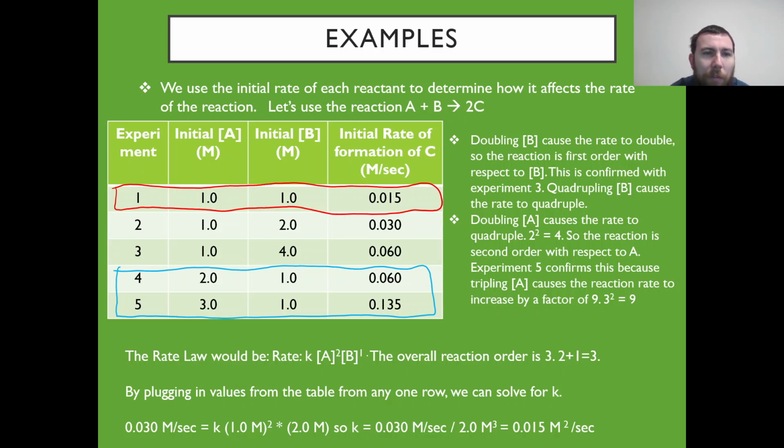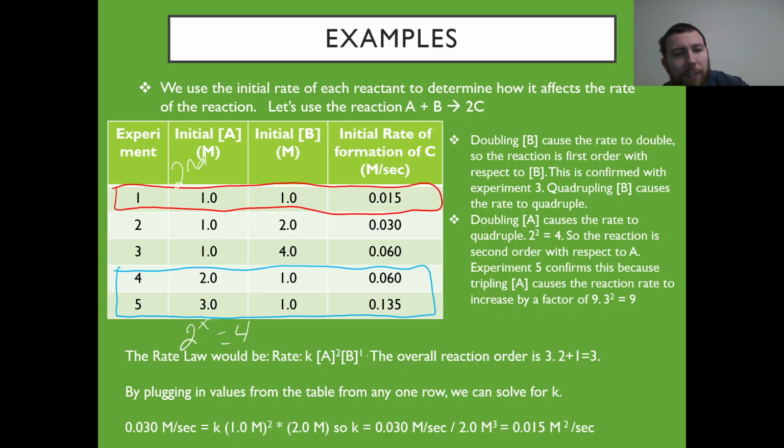If I take experiment 4 and experiment 1 and I compare them, we know that this needs to be to some exponent that we don't know. So it's going to be 2 over 1, so that's 2. So 2 to the x power is going to equal the rate of 4 divided by the rate of 1. So you've got 0.060 divided by 0.015, and last time I checked, that was 4. So 2 to the x equals 4. Well, to get 2 to the x equals 4, that means that A has to be second order.